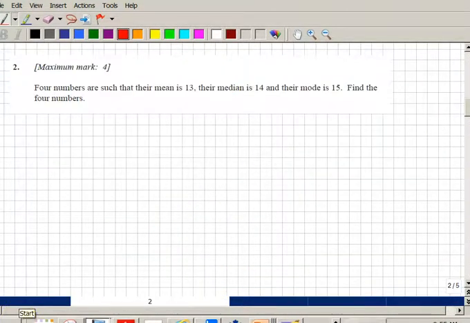Problem number 2, a 4-mark question. It really doesn't have much to it. It's kind of a guess and check thing. You have 4 numbers, and it tells you their mean is 13. So if the mean is 13, that means if we add those 4 numbers and divide by 4, we're going to get 13. The median is 14, so the middle number is 14. Well, since there's only 2 middle numbers, the median is going to be the average of those 2.